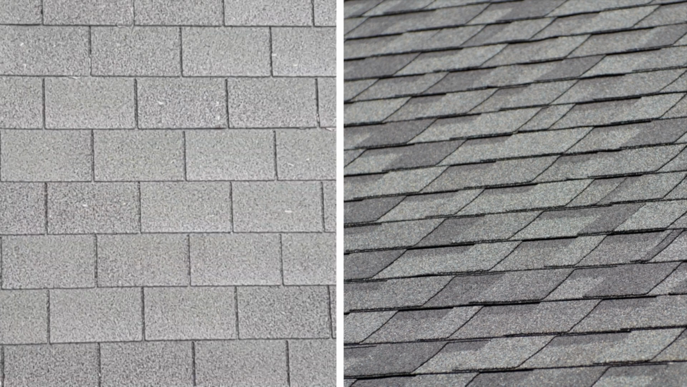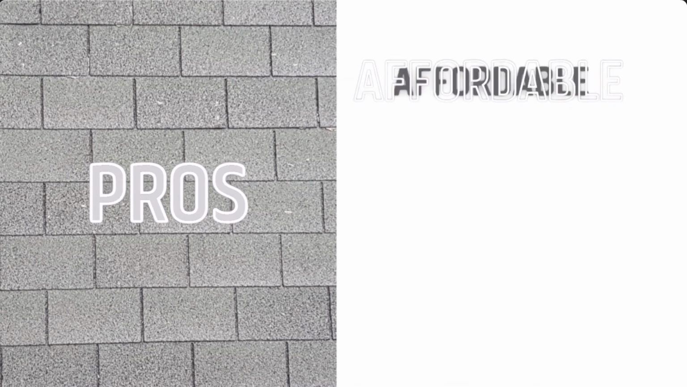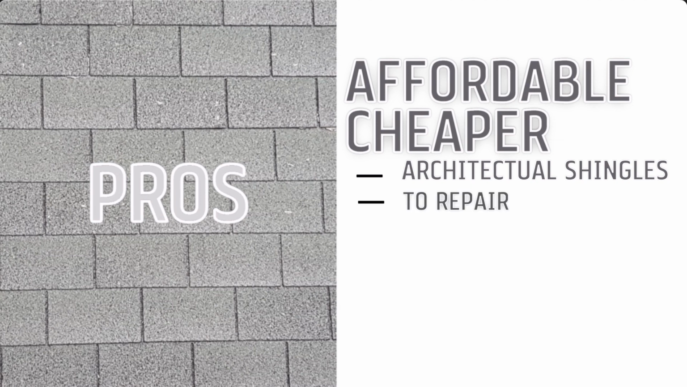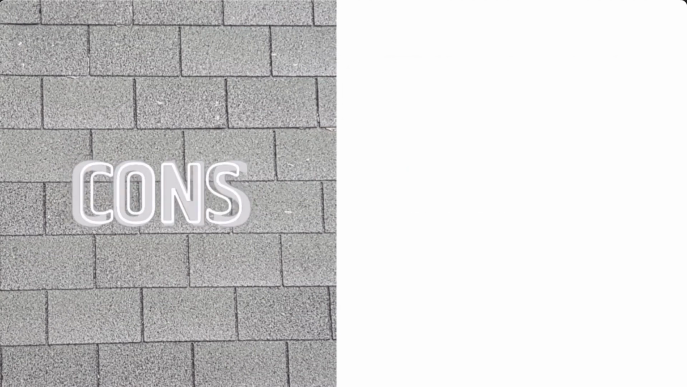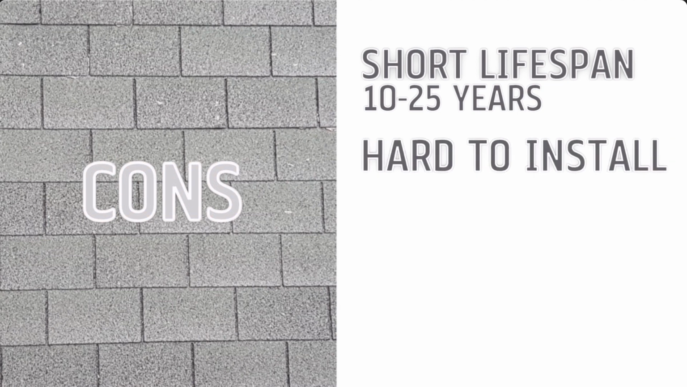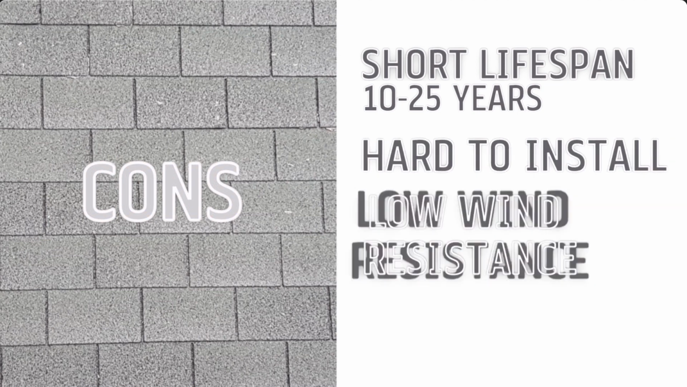So let's start off with 3 tab. What are the pros when it comes to 3 tab? Well, the obvious first thing is that they are affordable and they're cheaper than architectural shingles. It's much cheaper to replace or to repair. What about the cons when it comes to 3 tab shingles? Obviously, it has a short lifespan of 10 to 20 years. It's harder to install because it needs to have precise application technique, and of course it has low wind resistance.